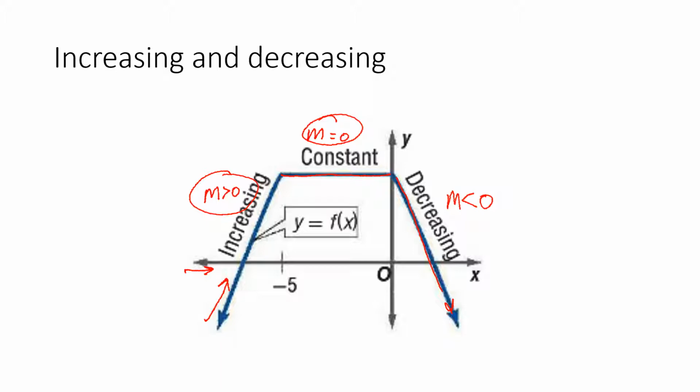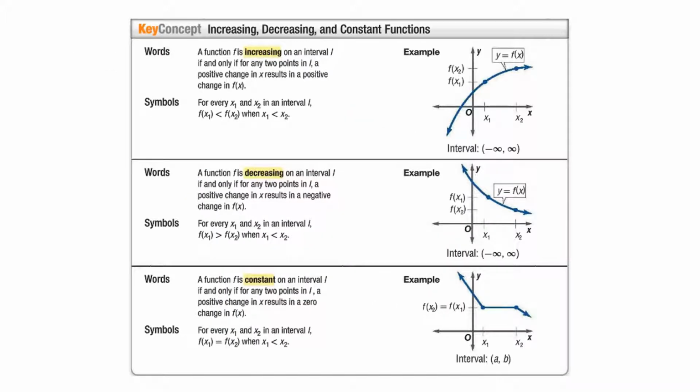All right, so let's take a look at this more practically. If f is increasing on interval I, so we're only looking at some interval, we're not looking everywhere. So this is what they're calling I, from x1 to x2. This is I, okay? If and only if for any 2 points in I, a positive change in x results in a positive change in f of x. So when this is positive, I went up, I added something, then this is also positive.